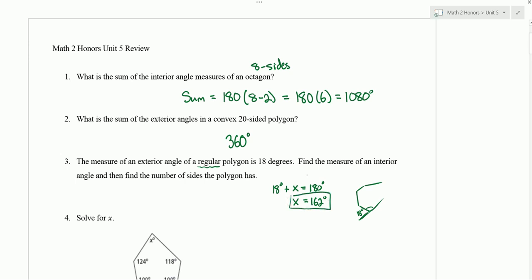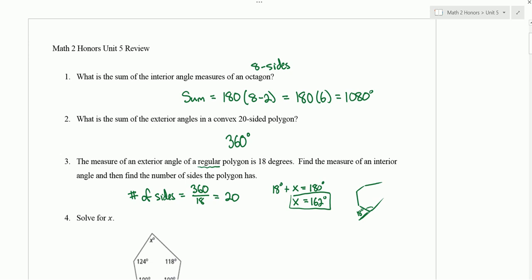And then we want to find out how many sides there are. Well, remember, the sum of the exterior angles is 360 degrees. So what we can do here is say the number of sides is equal to, well, how many 18 degrees can we get in 360 degrees? So 360 divided by 18, and this is 20. So really 18 degrees is the measure of an exterior angle.